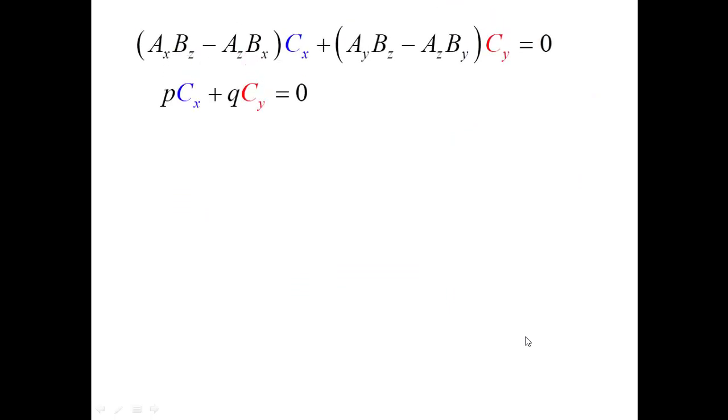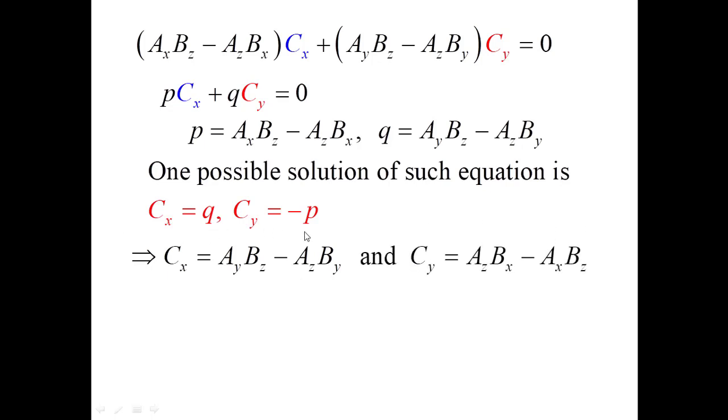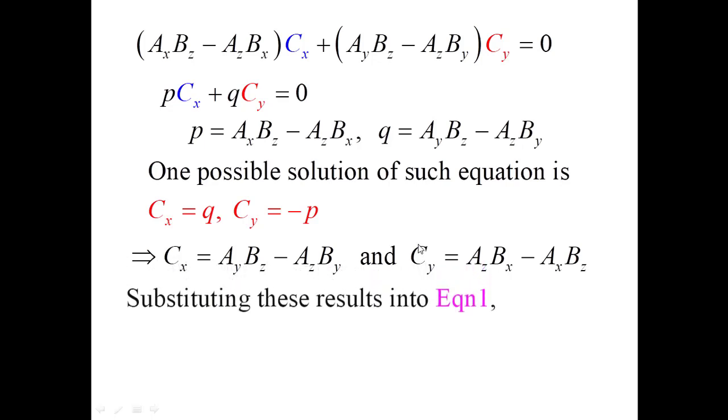So this last equation can be written as P CX plus Q CY equals 0, where P is simply the term in this parenthesis and Q is the term in the other parenthesis. One possible solution of such an equation is that CX can be Q and CY can be minus P. It has multiple solutions, and this is one possible solution. So CX becomes simply Q, which is this part, and CY becomes minus P, which is minus this part. So I will subtract this one from this, that is, interchange the places. Then we get CY to be like this.